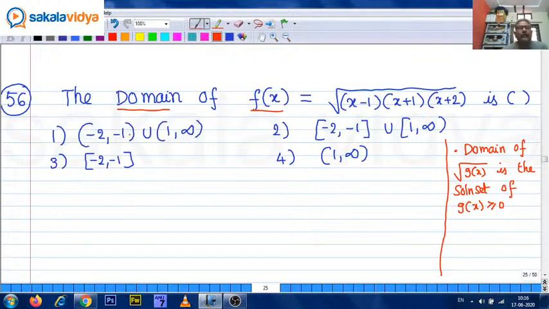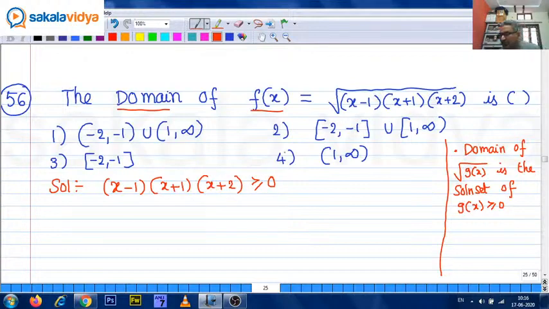So now, the solution for the domain of f: (x minus 1) times (x plus 1) times (x plus 2) greater than or equal to 0. Now we need to apply the wavy curve method, which means equating the left hand side to 0 for critical points. You get critical points like this: x is equal to -2, -1 and 1. So let us draw the diagram here.